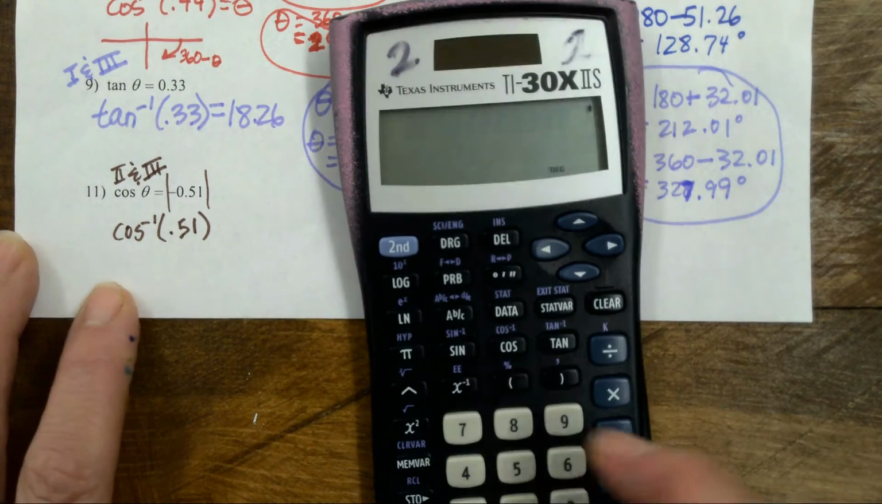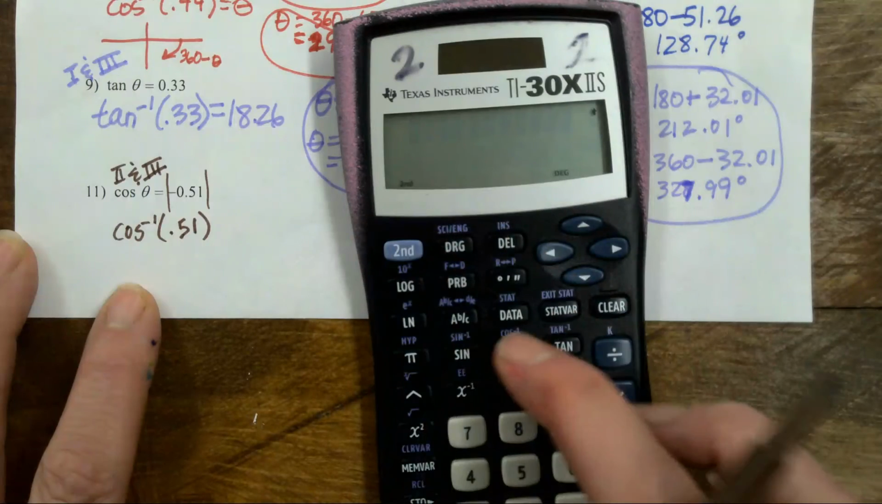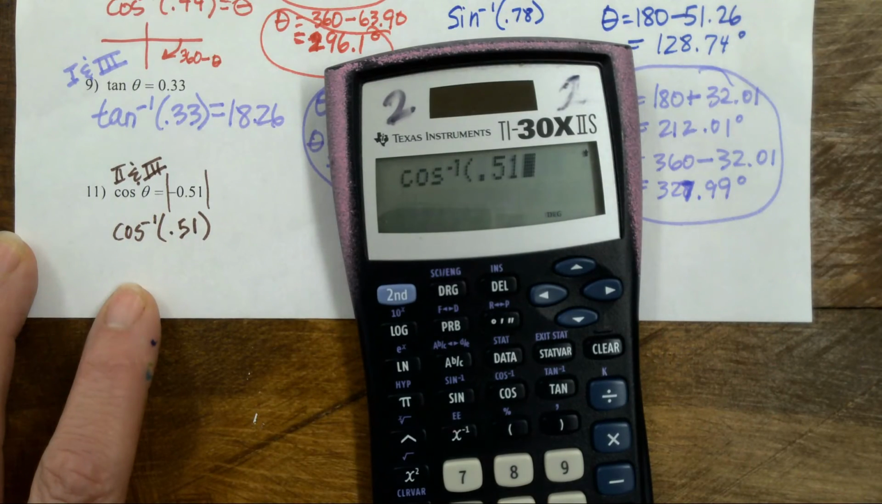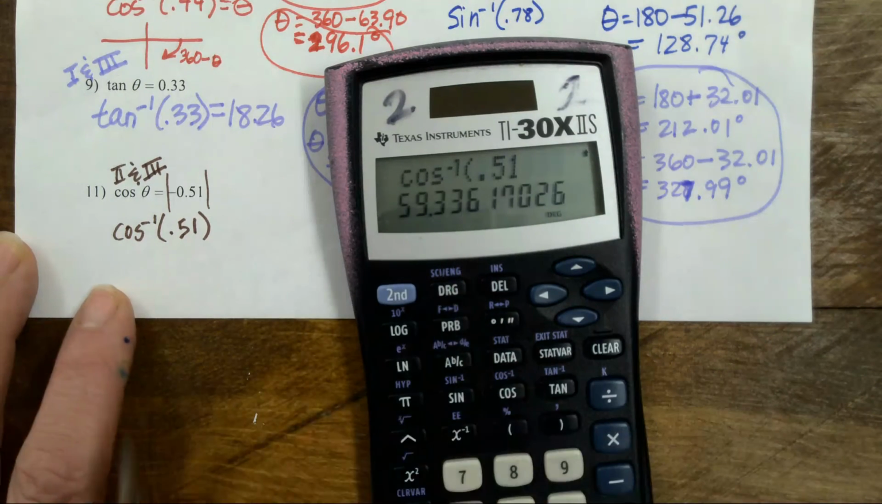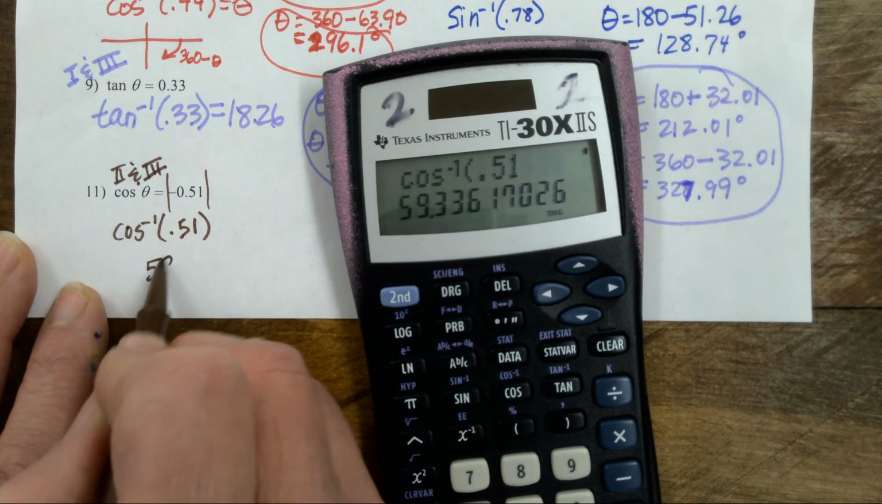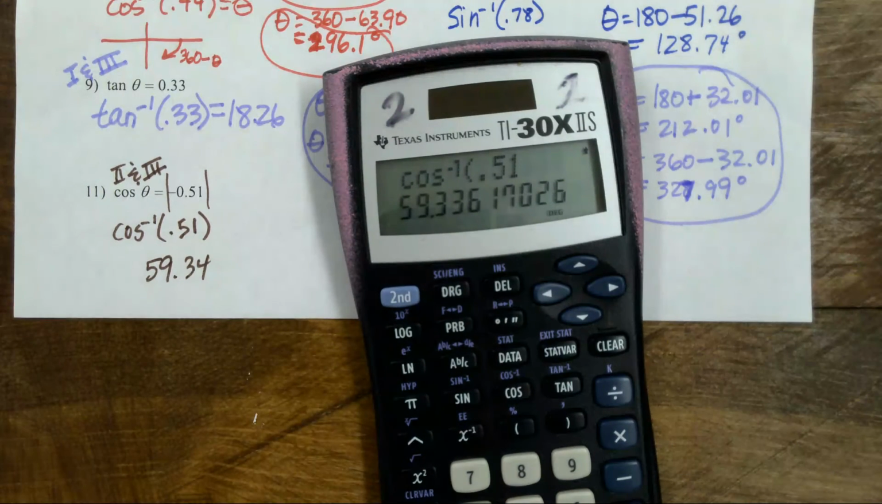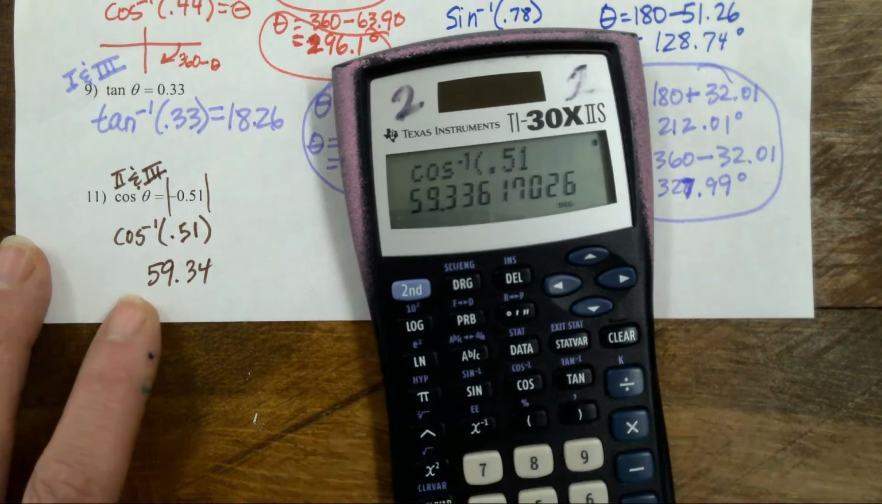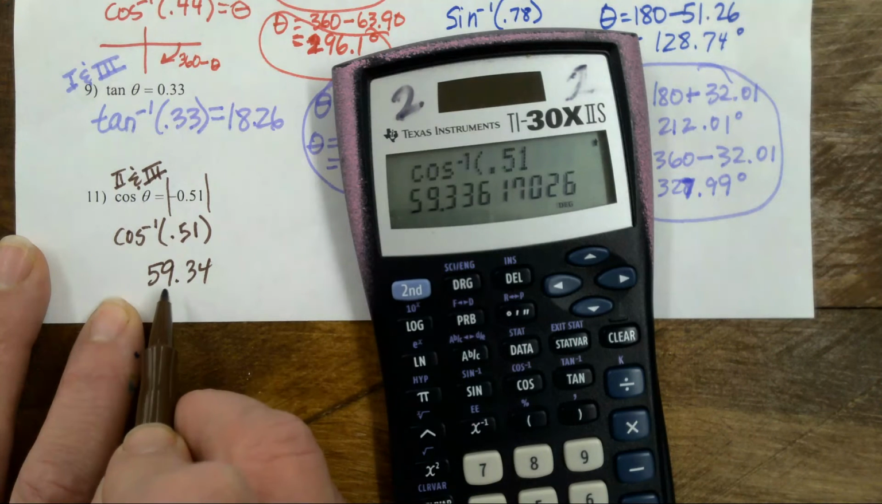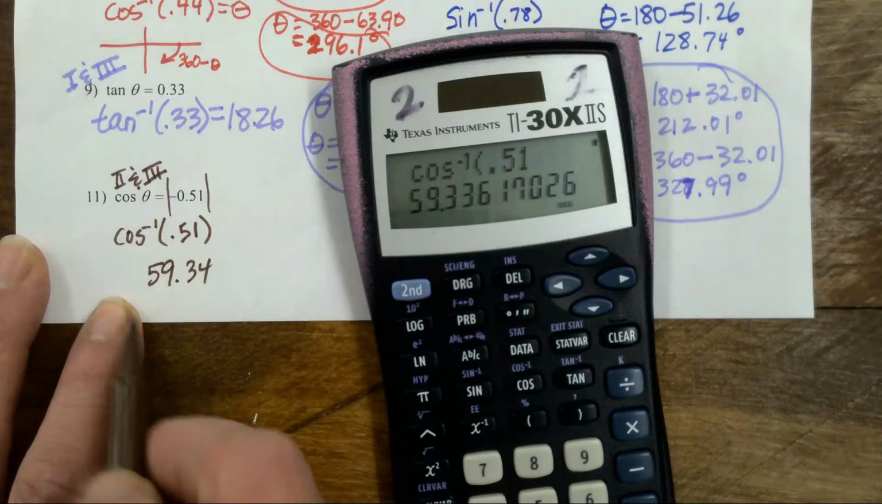So the cosine inverse of 0.51, I get a nice positive answer. I'm going to be working with 59.34. I rounded that time. You can round, you can truncate, I don't care what you do. I'll be able to figure it out on your paper. But now I need to get this angle into the second quadrant and the third quadrant.